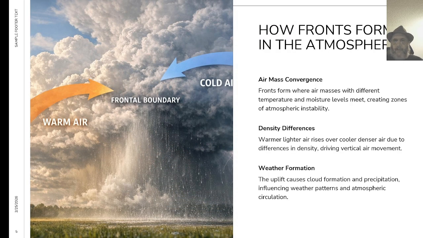How fronts form in the atmosphere. Air mass convergence. Fronts form where air masses with different temperature and moisture levels meet, creating zones of atmospheric instability. Density differences. Warmer, lighter air rises over cooler, denser air due to differences in density, driving vertical air movement. Weather formation. The uplift causes cloud formation and precipitation, influencing weather patterns and atmospheric circulation.